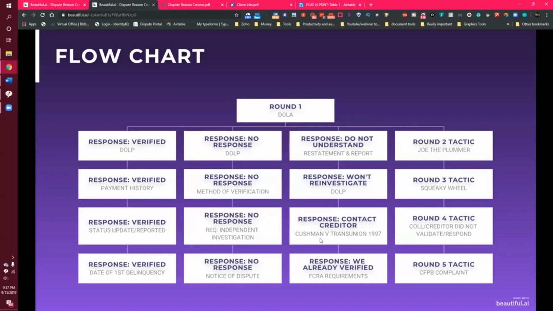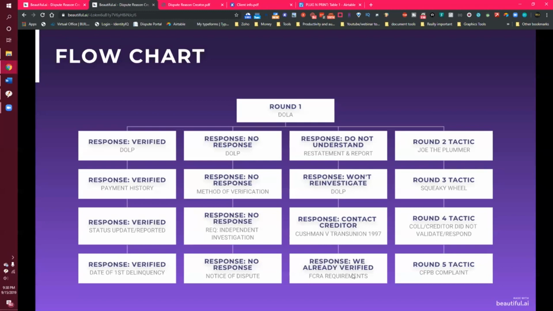If you go back and look at Cushman versus TransUnion that we've already spoken about from 1997, Congress states that they, being the bureaus, cannot just push it off on you contacting the creditors, that they have a, quote, grave responsibility, end quote, to ensure the accuracy of the information reported on your credit report. And therefore, they have the burden of making sure that the information is accurate and complete. And if not, it needs to be removed.